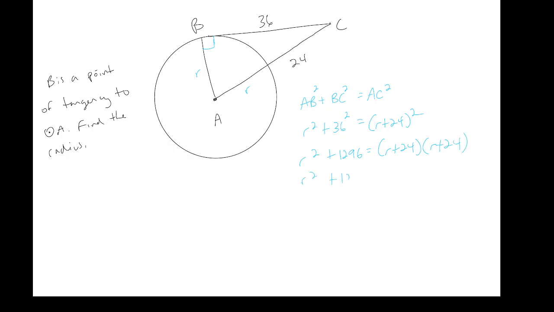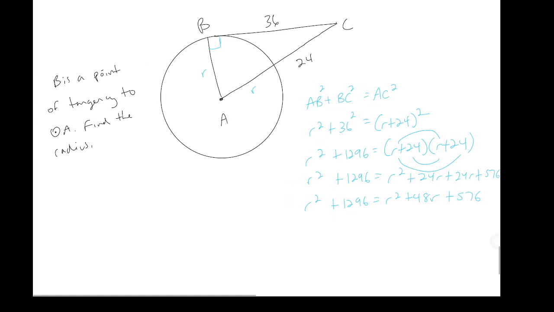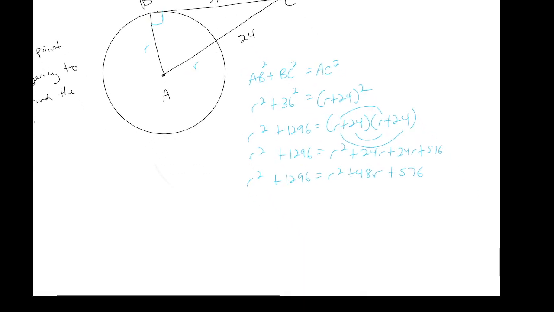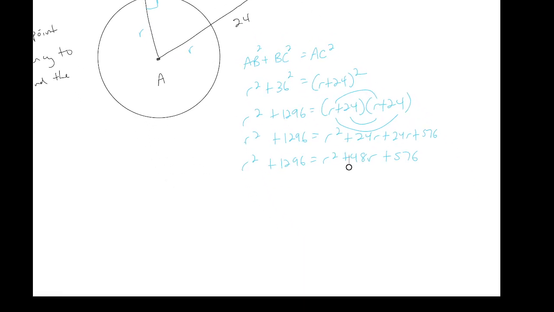R squared plus 1296 is equal to first R squared, outer 24R, plus inner 24R, plus 24 times 24, and 24 squared is 576, right? So we have R squared plus 1296 is equal to R squared. Let's combine these R's: 48R plus 576. Just doing some algebra, going back to algebra 1. Oh, I had to still do that? Yeah, of course. These are the things that keep coming up.